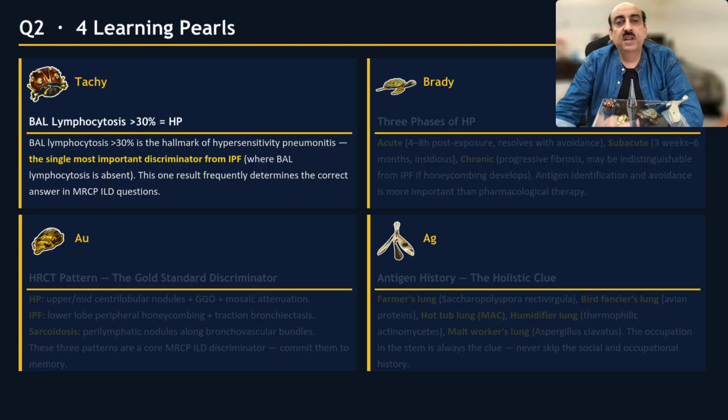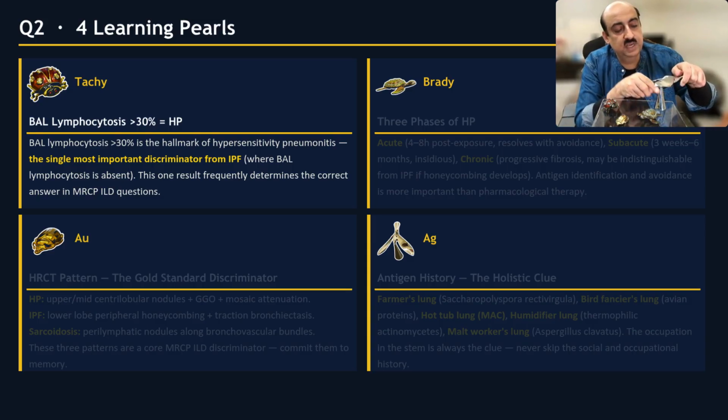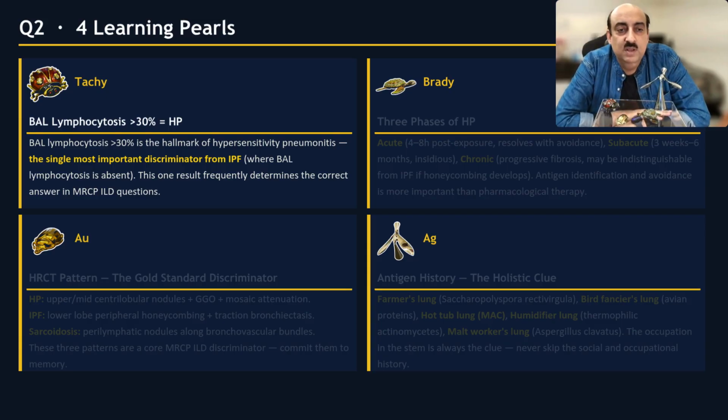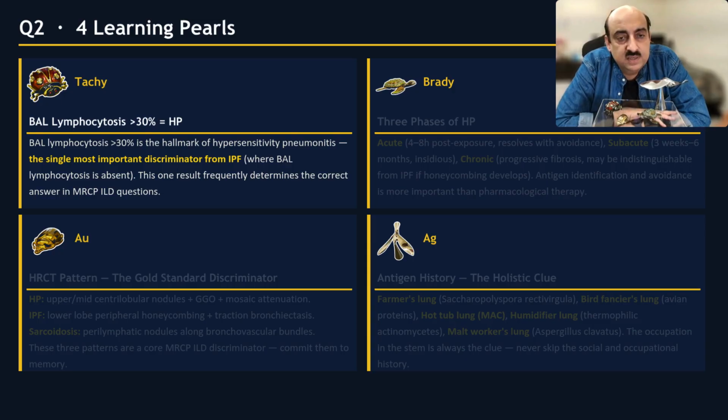Finally, the 4 learning pearls with our MedEd Quartet. So first of all, BAL lymphocytosis of above 30%. Again, a higher count, think of hypersensitivity pneumonitis. This is indicative of hypersensitivity pneumonitis. So this is the hallmark, and it's one of the most important discriminating factors as compared to IPF.